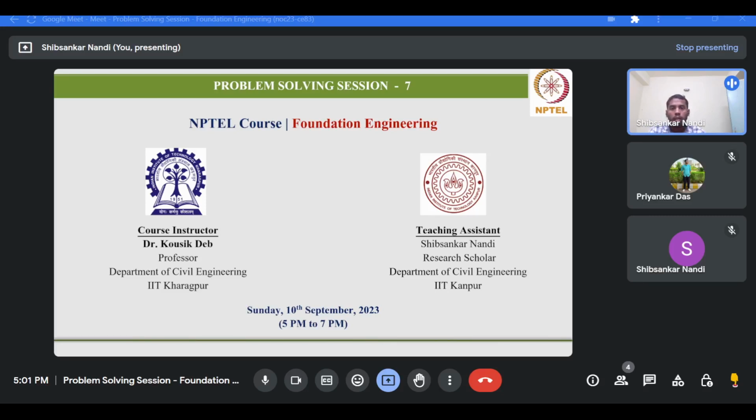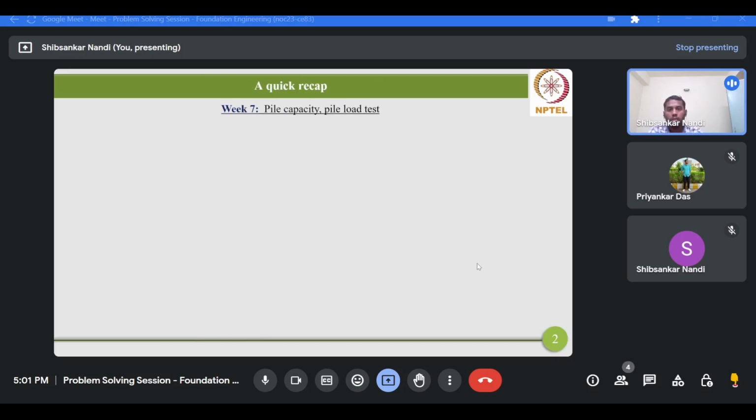And welcome back to this problem solving session for the NPTEL course Foundation Engineering. Currently we are in week 7, and last week we started learning a new topic called pile foundation. So in the last class we basically solved a few problems regarding the determination of load carrying capacity, essentially the safe load carrying capacity of a pile which is basically constructed in a granular soil deposit.